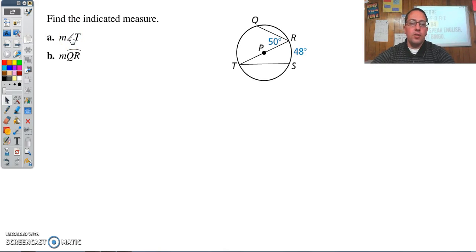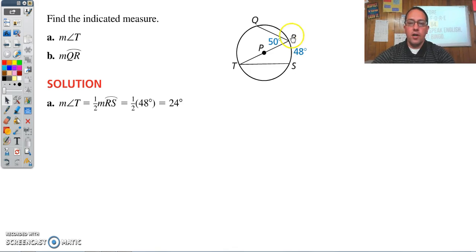We need to find the measure of angle T and the measure of arc QR. Well, let's start with angle T. Look at angle T and see that it is inscribed in the circle and that its intercepted arc is arc RS. So the measure of angle T is 1/2 the measure of arc RS. So it's 1/2 of 48, which is 24 degrees. So the measure of angle T is 24 degrees.